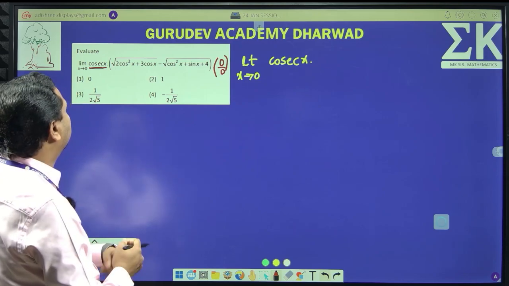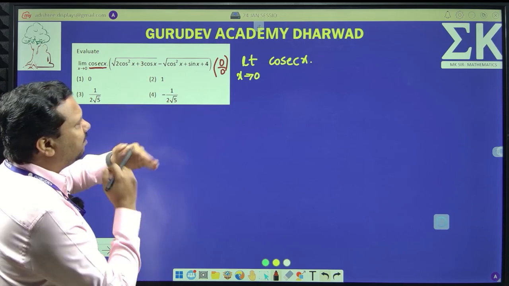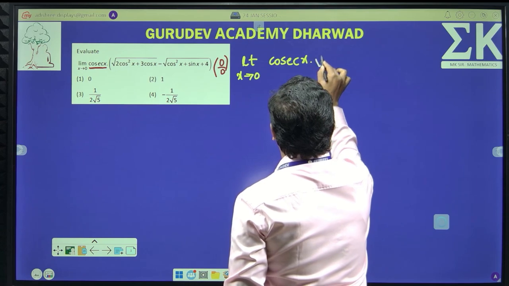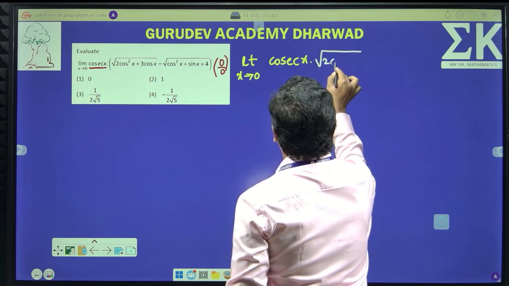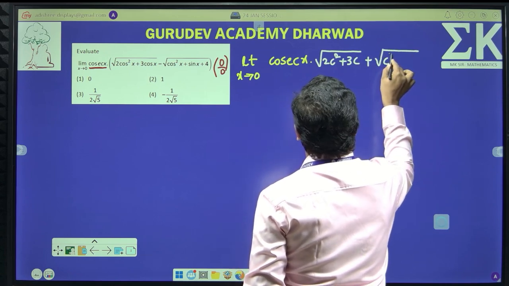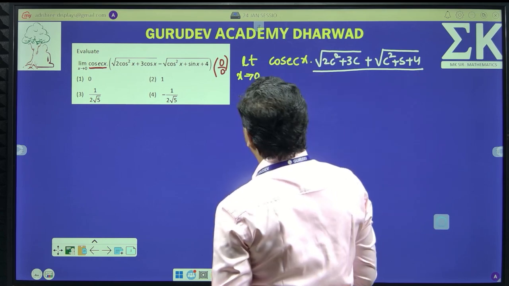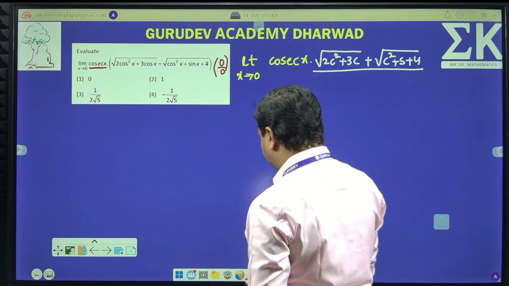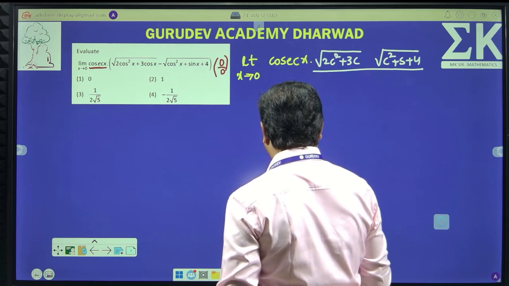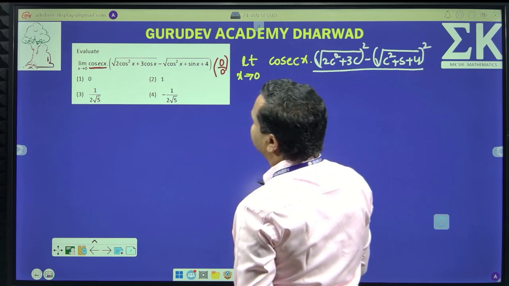Now, what will we do? Let me take rationalization first. I will take the conjugate of this and multiply the numerator and denominator. So what will I get? I am making it very short. Square root of 2 cos square x plus 3 cos x plus square root of cos square x plus sin x plus 4, divided by a plus b into a minus b. When I multiply, I'll get a square minus b square, isn't it?